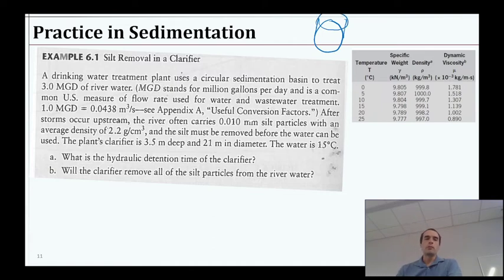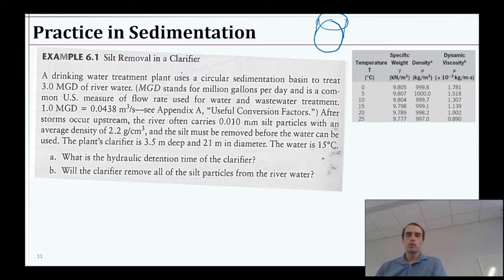To treat 3 million gallons per day of river water, it gives that acronym and a conversion for you there. Then it says, after storms occur upstream, the river often carries 0.01 millimeter silt particles with an average density of 2.2 grams per centimeter cubed, and the silt must be removed before the water can be used. The plant's clarifier is 3.5 meters deep and 21 meters in diameter. The water is 15 degrees Celsius.